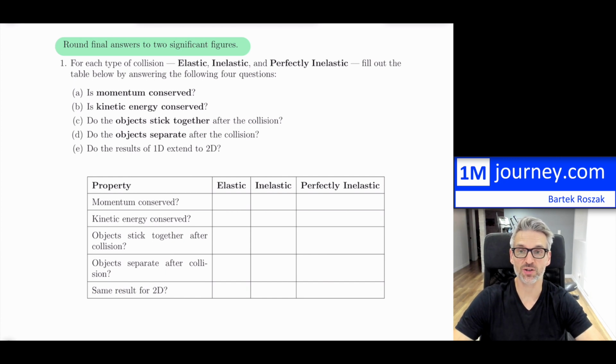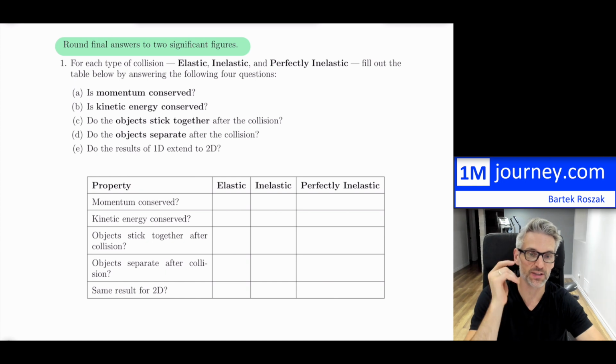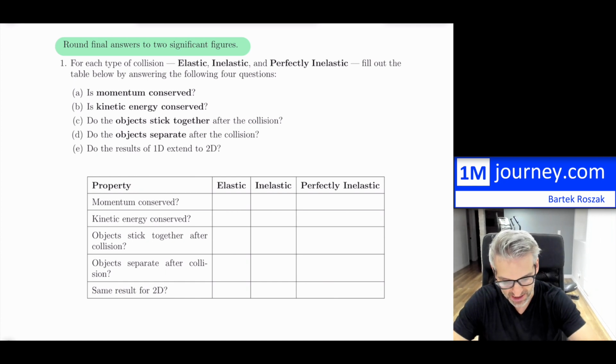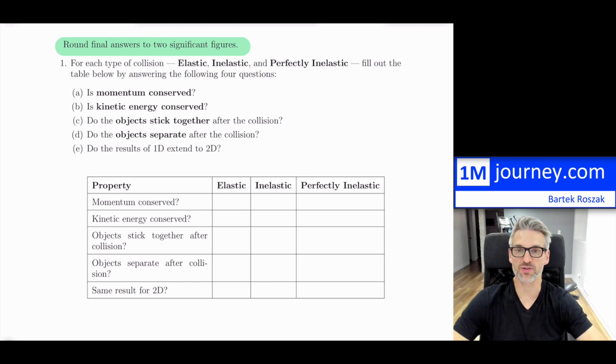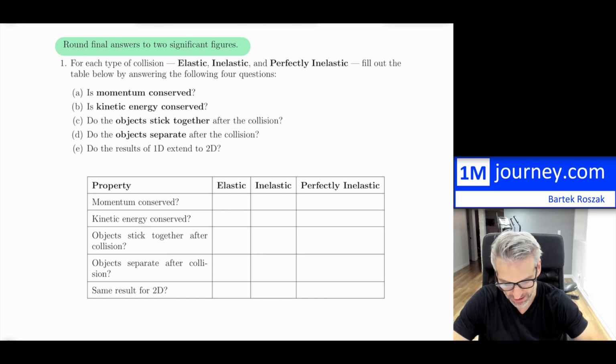I like this question a lot because it brings back and reinforces to students the difference between elastic and inelastic. For each type of collision, you see here on the table, it says elastic, inelastic, and perfectly inelastic. And what we want to do is answer all of these different questions, which are here on the left-hand side. And then you can do any justifications for your answers if you have them. So let's take a look.